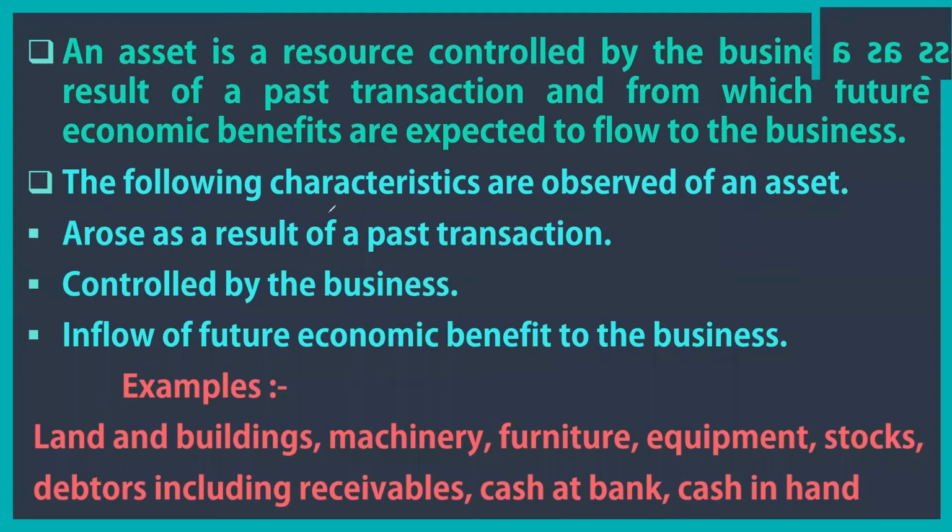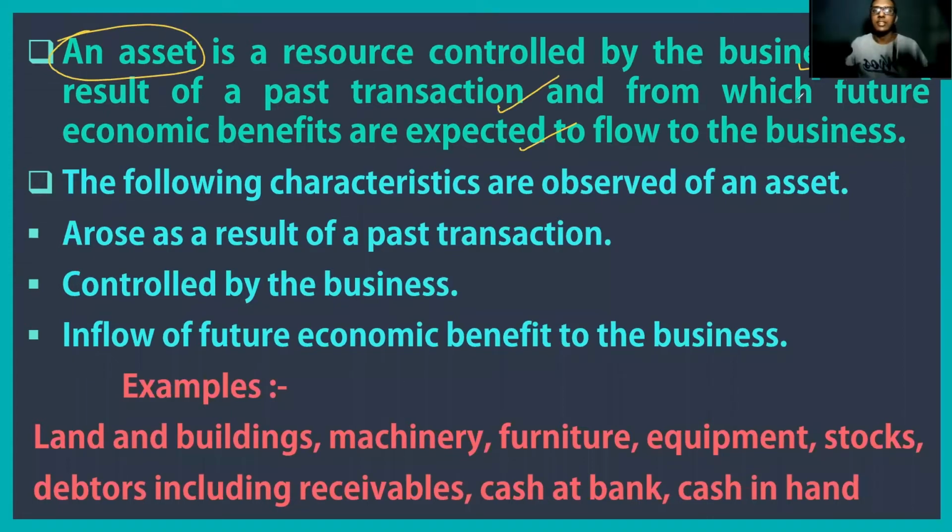Change it to yellow. An asset is a resource controlled by the business as a result of a past transaction and from which future economic benefits are expected to flow to the business. That definition is built using the three characteristics of an asset. So please, after this video, we have to make a short note, including these three characteristics.